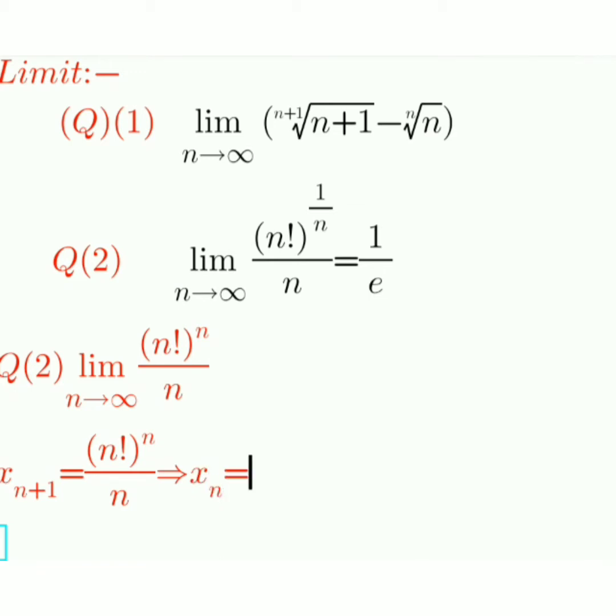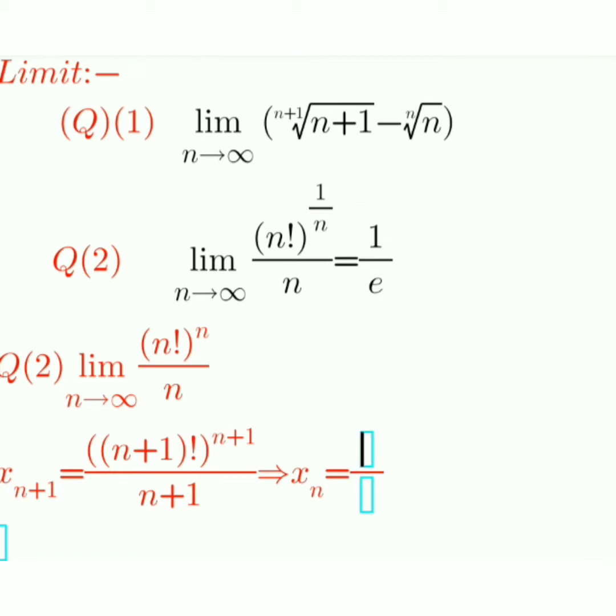x_n is equal to n plus 1, means in here it should be n plus 1, and in here also plus 1, and x_n should be (n factorial) whole to the power n divided by n, friends. This is the total formula, friends.